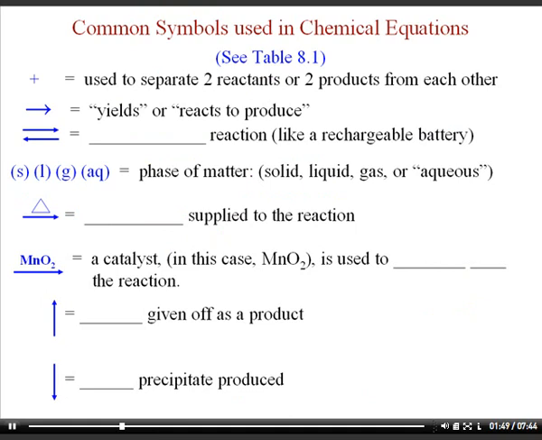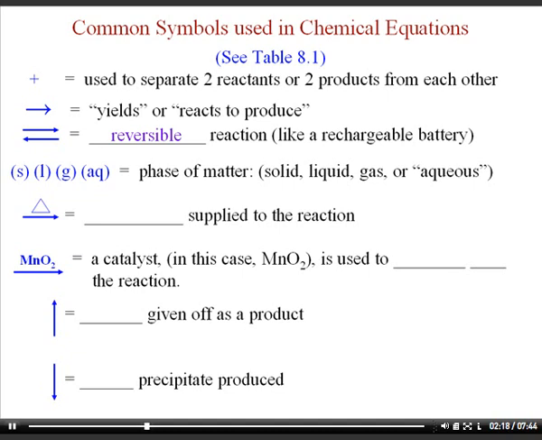On the next slide, we look at the common symbols that are used in a chemical equation, and these are found in the textbook in Table 8.1. So the first symbol is just a plus sign, and that separates 2 reactants or 2 products from each other. And in our previous example, we had the hydrogen molecules and the oxygen molecules separated with a plus sign. The arrow means yields, we know that. And if you see a double arrow, that means the reaction's at equilibrium, which means that it can go forwards and backwards. So it's sort of a reversible reaction, kind of like recharging a battery.